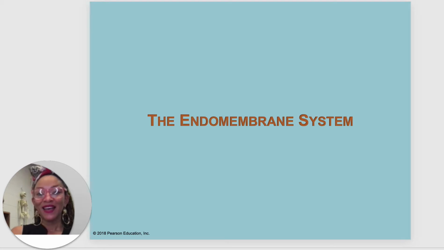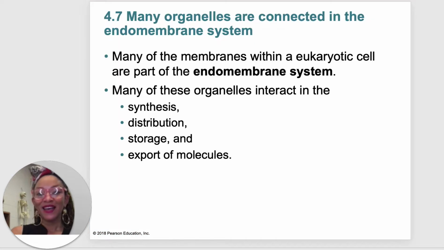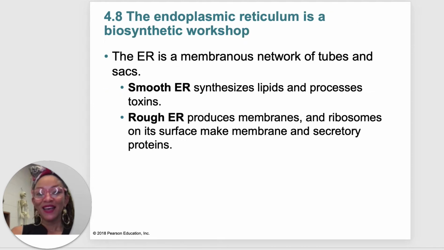All right, so let's talk about the endomembrane system. Many organelles are connected to the endomembrane system. These are the membranes that are within a eukaryotic cell, and these different organelles have their own membranes, so they're kind of bound up in little sacs. A lot of these organelles within the endomembrane system function in synthesis, which is more production of different things, distribution, storage, and then export. So let's go through a few of those.